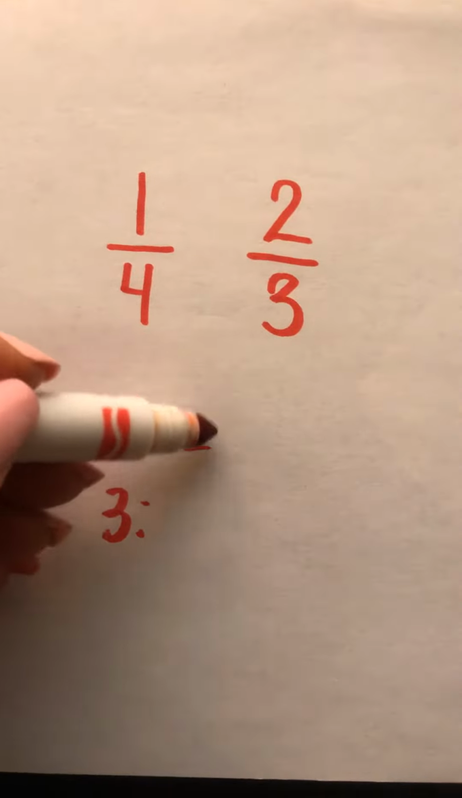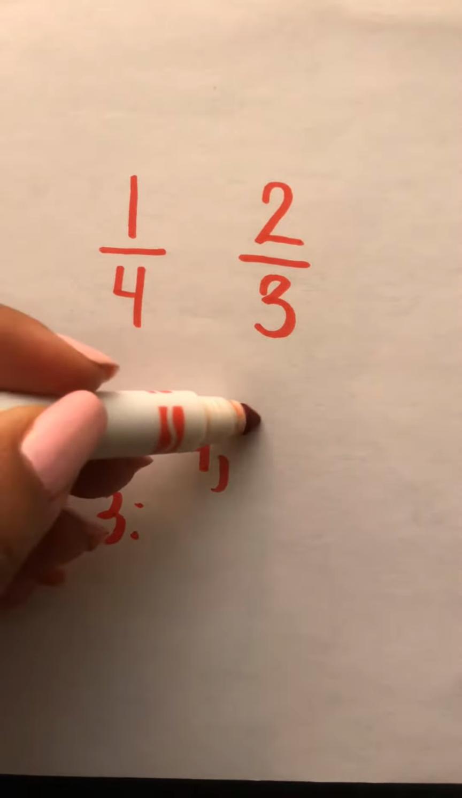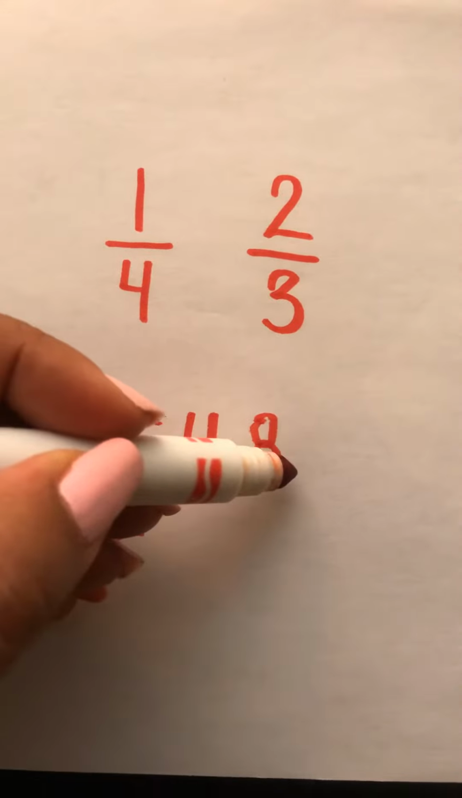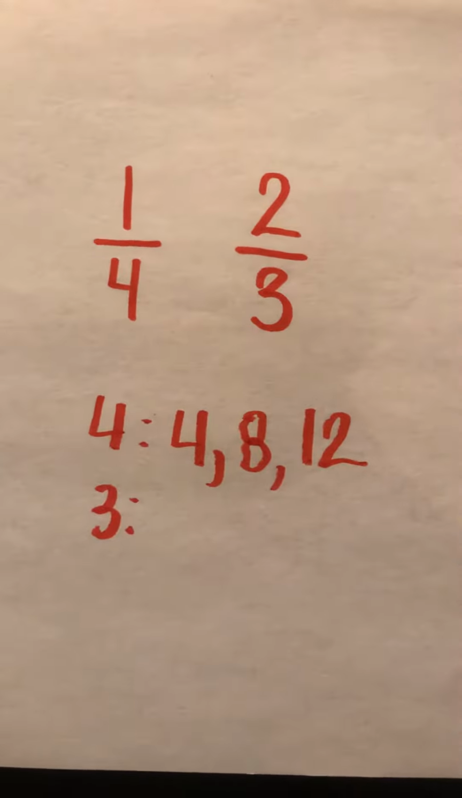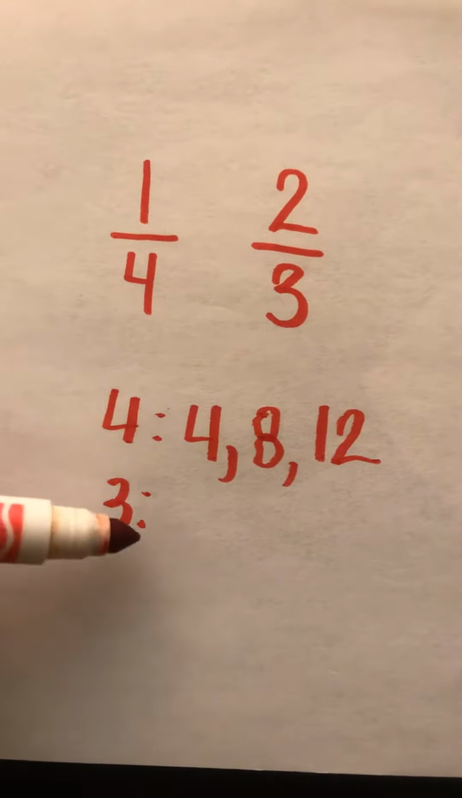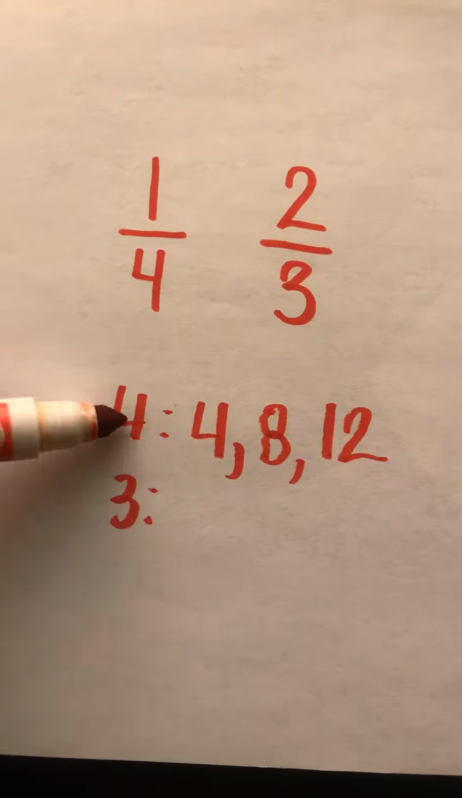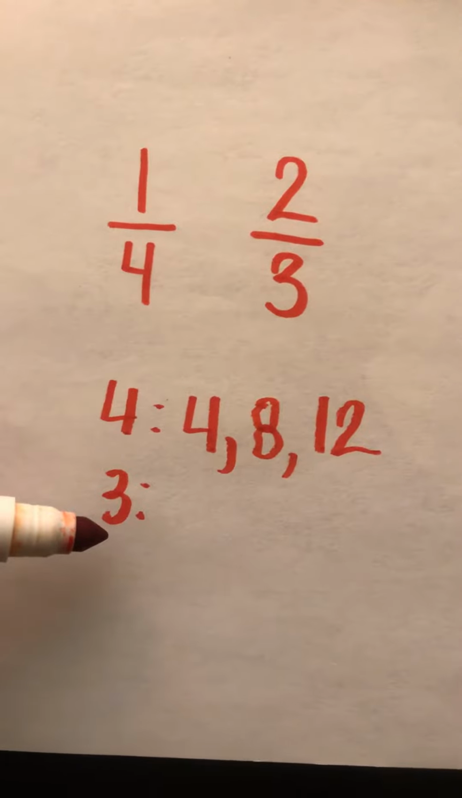4 times 1 is 4. 4 times 2 is 8. 4 times 3 is 12. Okay, I'm going to stop there because I see a multiple that 4 and 3 have that's the same.